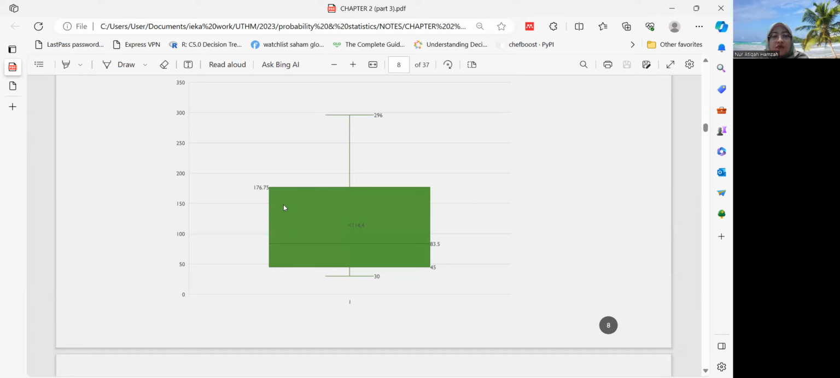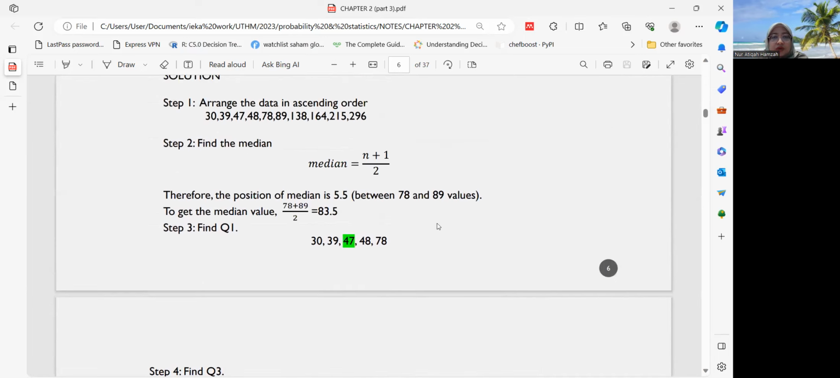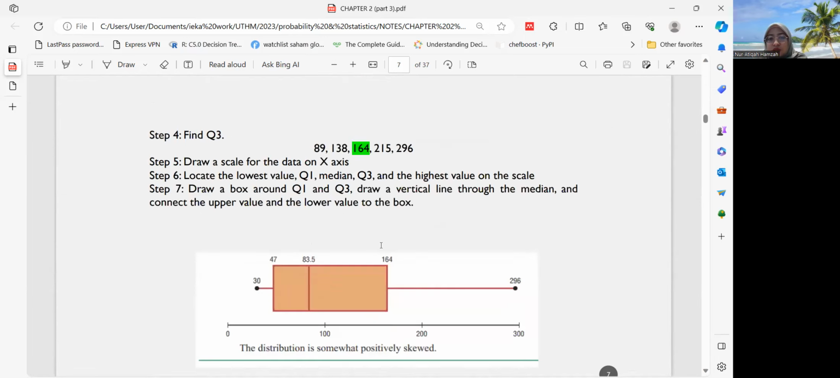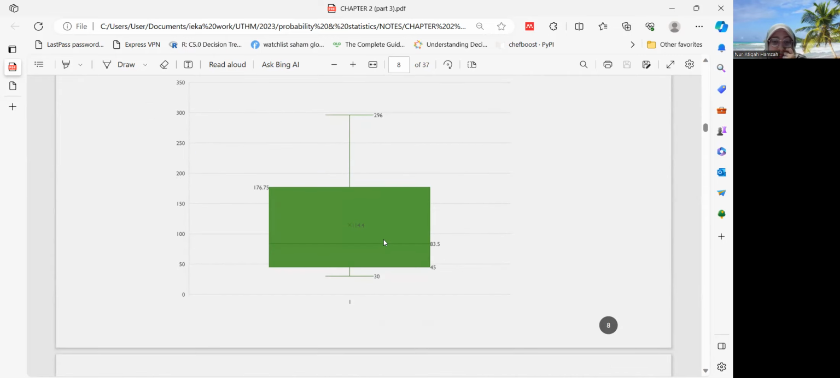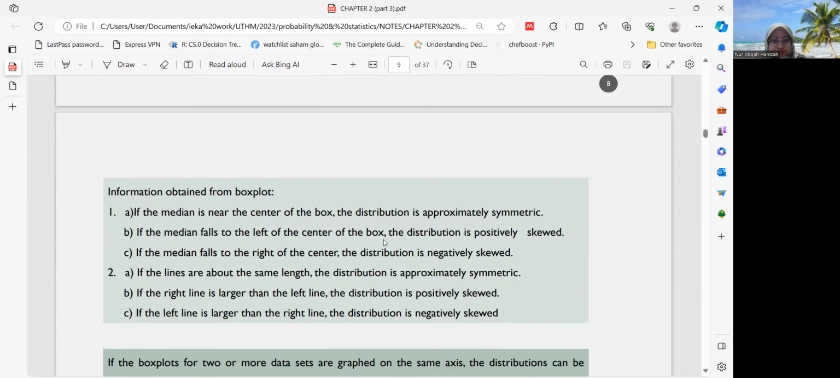to identify the Q1, median and Q3 instead of this one. Kita hanya cari berdasarkan location kita sahaja. Okay, ada sedikit perbezaan dekat sini lah. Apa yang kita peroleh bila kita gunakan box plot ni?